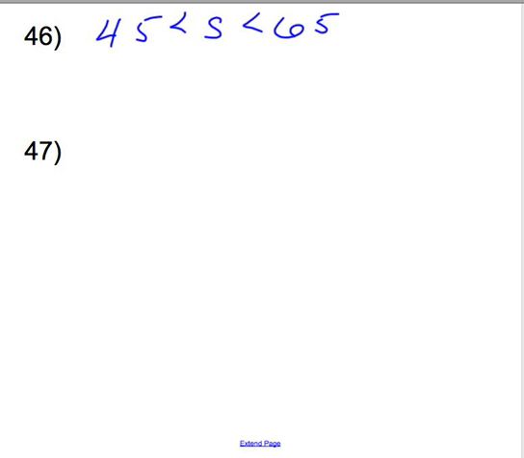Is it okay to go exactly 45 or exactly 65? Yes. So I have the "or equal to" part. That's it for number 46.